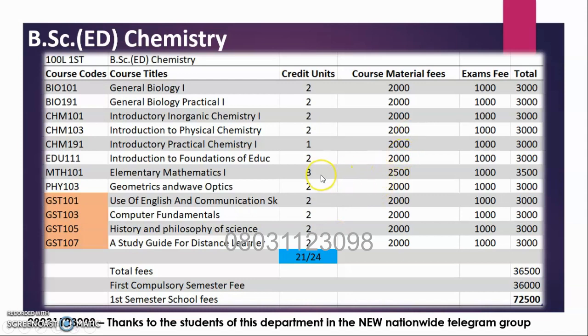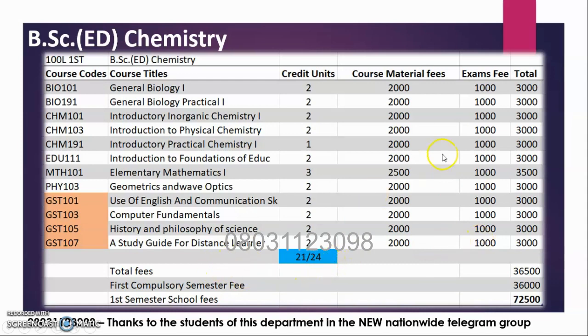So you have these fees. 3 units is 2,500 for course registration. Then 1 unit and 2 units is 2,000 for course registration. Exam registration for each course is 1,000. It's a flat fee for every undergraduate in NOUN. And you also have the first compulsory fee of 36,000, for undergraduates still. Then that's you, studying basic chemistry as an undergraduate.